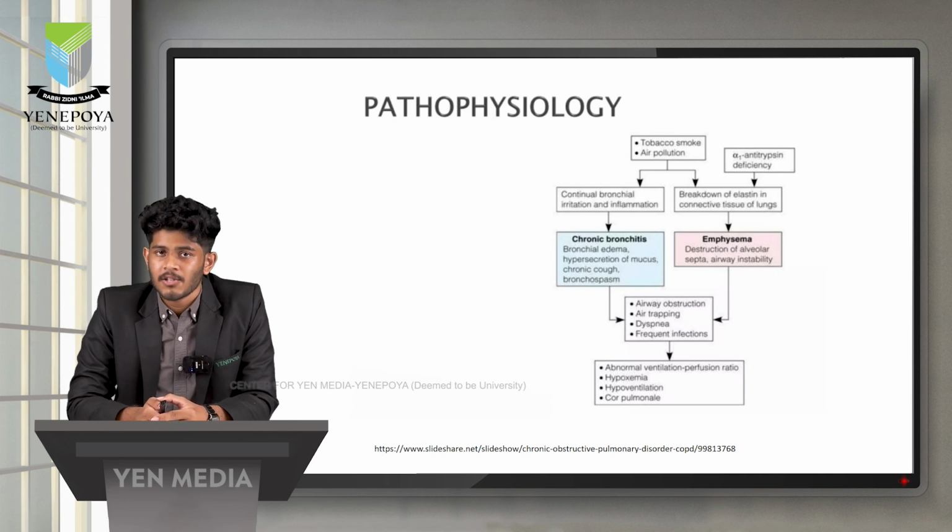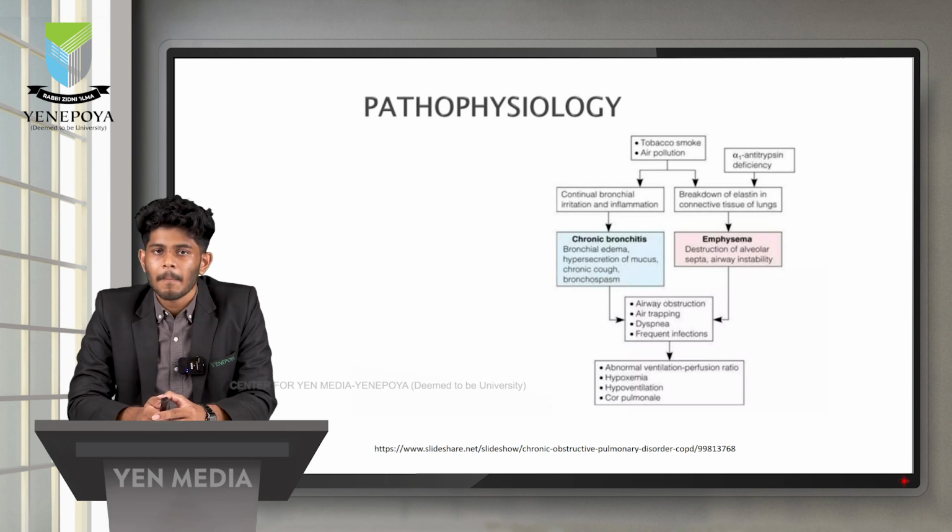COPD can also be caused due to alpha 1 antitrypsin deficiency. Alpha 1 antitrypsin maintains the lung architecture by preventing the breakdown of elastin. Elastin is a protein which maintains the elasticity of our lung tissue. So people with alpha 1 antitrypsin deficiency will get breakdown of their elastin, which can finally lead to emphysema. Emphysema means destruction of alveolar walls, which causes airway instability.